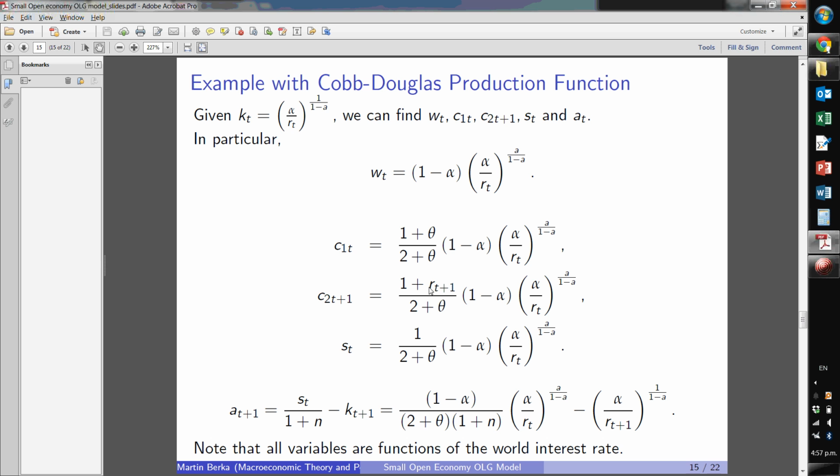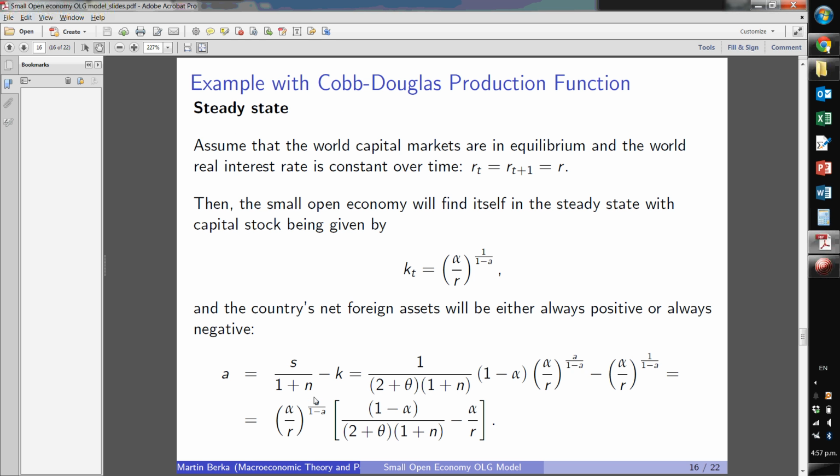And finally, I can solve for net foreign assets by substituting for k_{t+1} as well as for s_t into the last equation, which is just the definition of net foreign assets per capita. So all of these variables are now functions of the world interest rate. All right. Let me move on and discuss the steady state.